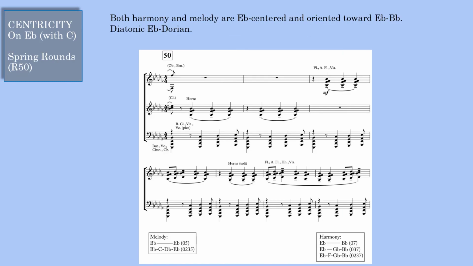In the scene that follows, the spring rounds, the dramatic situation has changed yet again. This is a sort of funeral march in a hymn-like religious mode. Both the harmony and melody are centered on E-flat, B-flat, with no admixture of C.